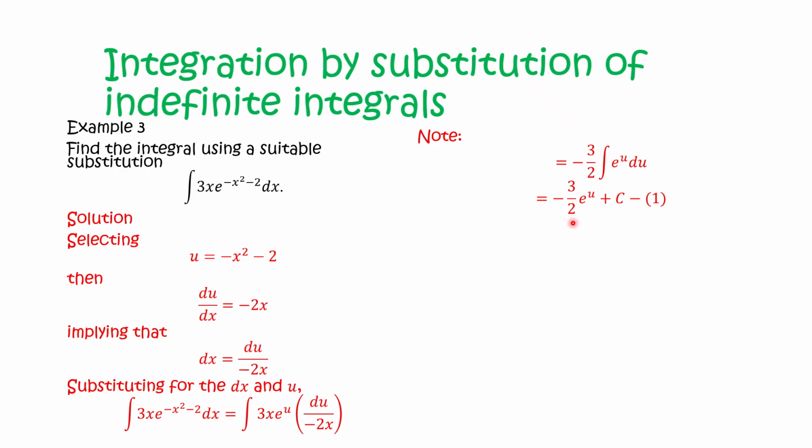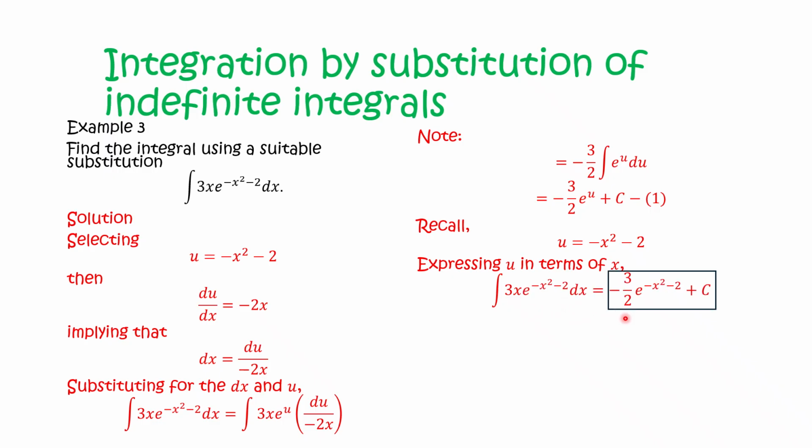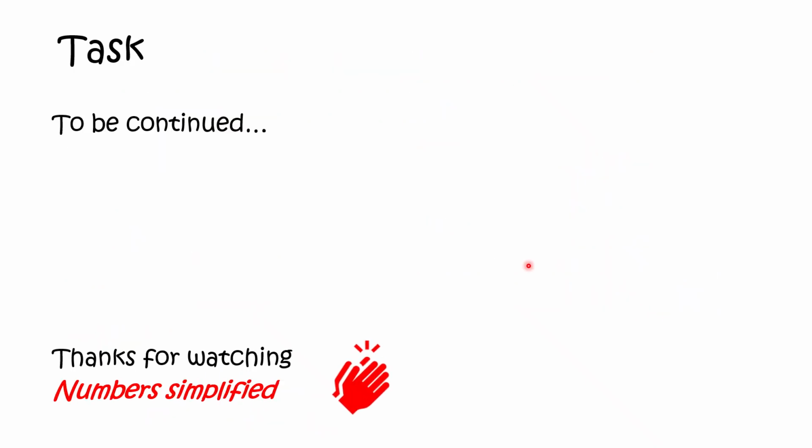And we know how to find the integration of the exponent from our exponential video, and I encourage you to check it out. So in this case, we are going to have minus 3 over 2 e to the u plus c. And once again, recall, our u was minus x squared minus 2. So expressing u in terms of x, we are going to have our final solution as minus 3 over 2 times e to the minus x squared minus 2 plus c is our final answer.